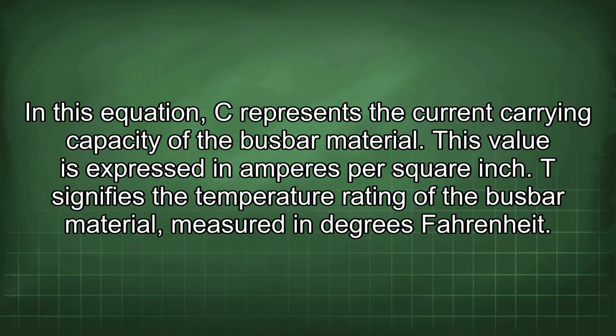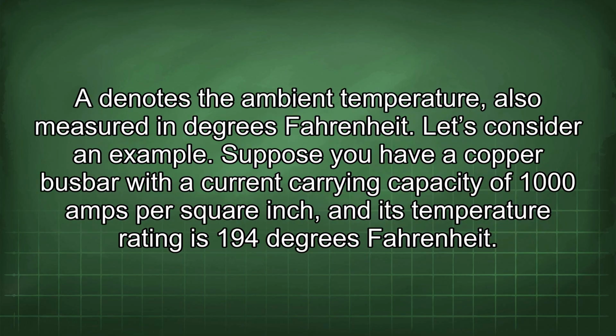In this equation, C represents the current carrying capacity of the busbar material. This value is expressed in amperes per square inch. T signifies the temperature rating of the busbar material, measured in degrees Fahrenheit. A denotes the ambient temperature, also measured in degrees Fahrenheit.